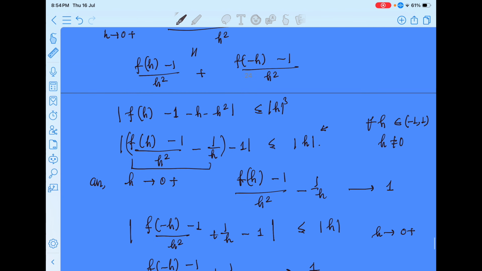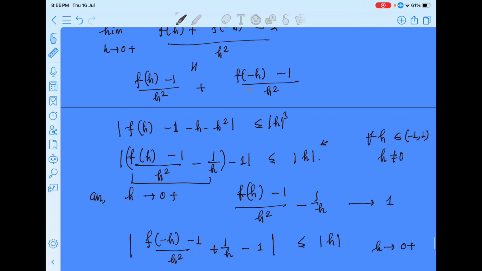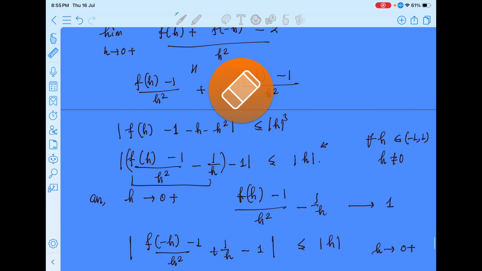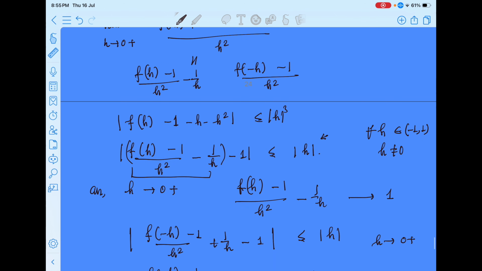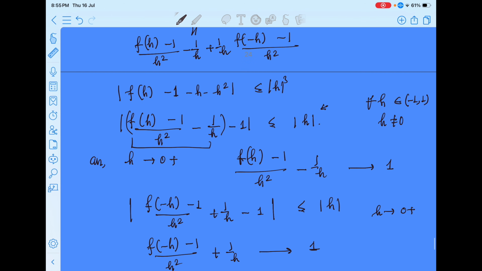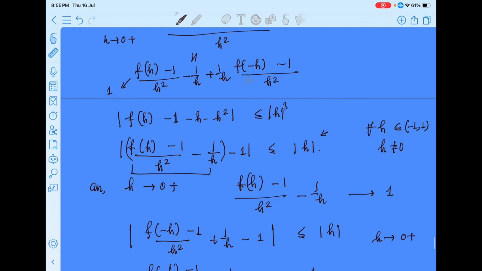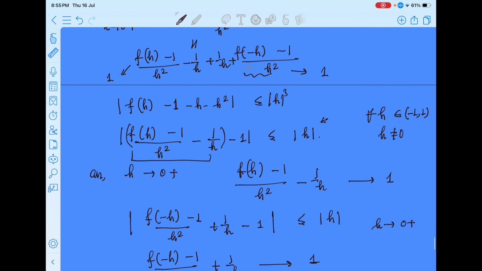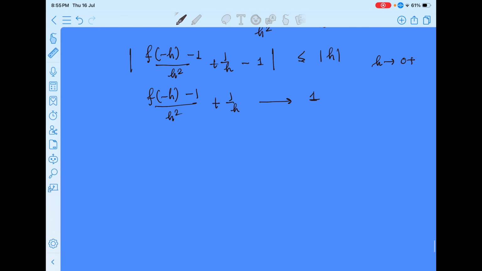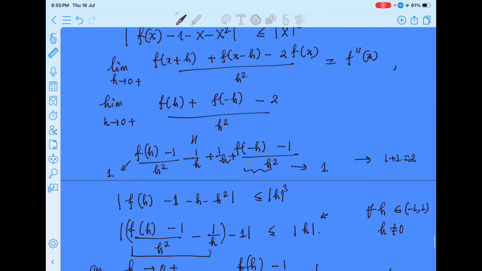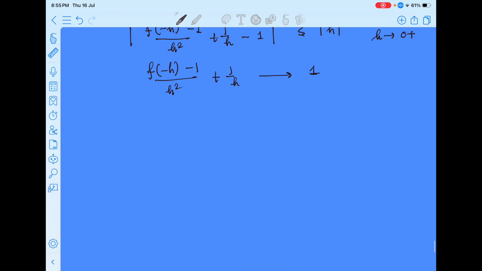So just put this plus, subtract 1/h, add 1/h. This thing up here tends to 1, and this thing up here tends to 1 also. So 1 plus 1, which is 2. So f double prime of 0 is 2. You can directly apply the Taylor series expansion.